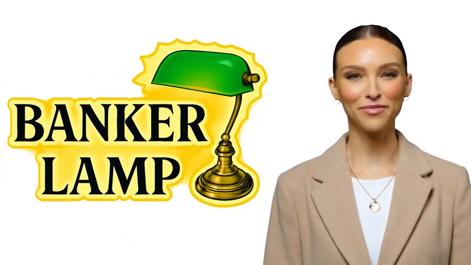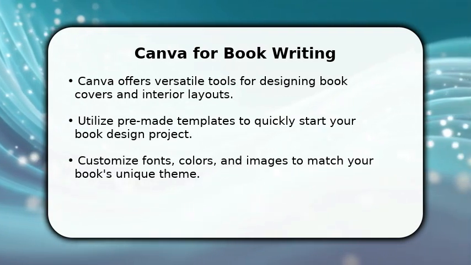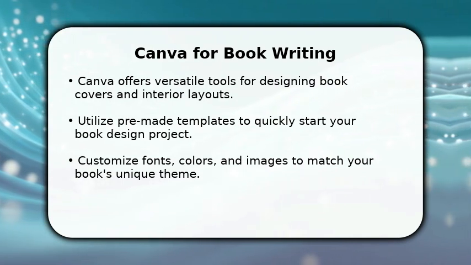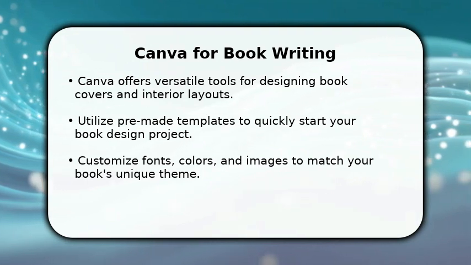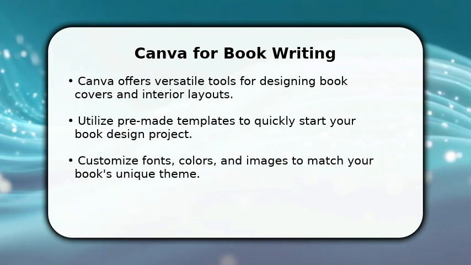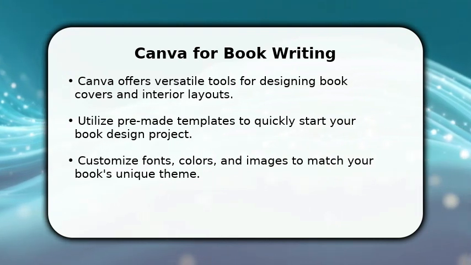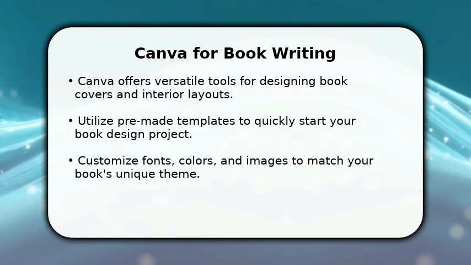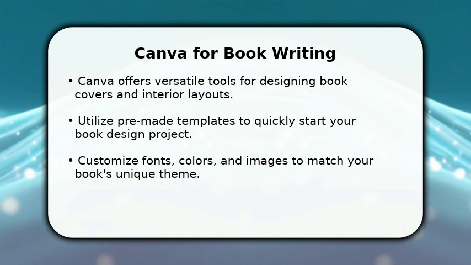Please enjoy the video. In this video, I will explain how to use Canva for book writing. First, open Canva and navigate to the Create a Design button. You'll find various templates for book covers and interior pages. Choose a template that aligns with your book's genre, perhaps a mystery novel or a children's story. Remember, Canva offers thousands of free and premium elements to enhance your design. This initial step sets the foundation for your entire book's visual presentation, making the process straightforward and enjoyable.